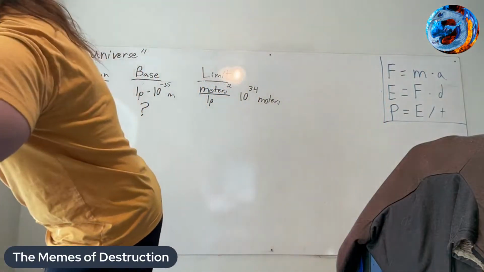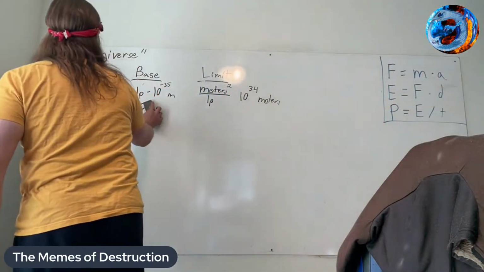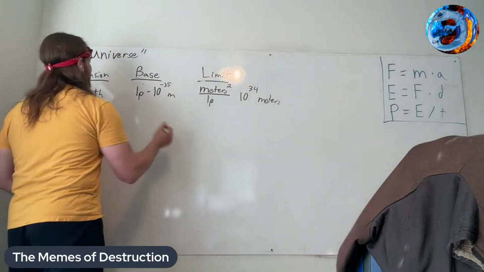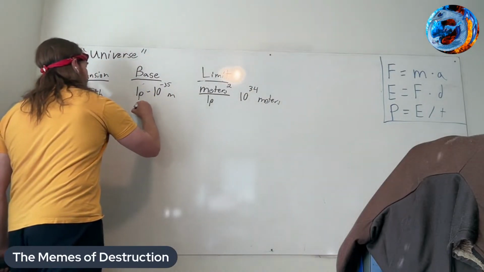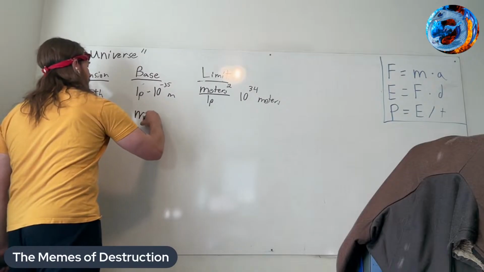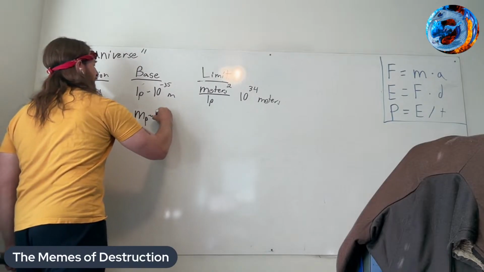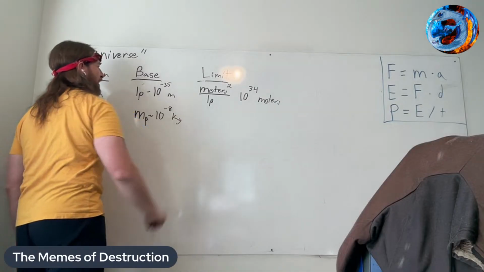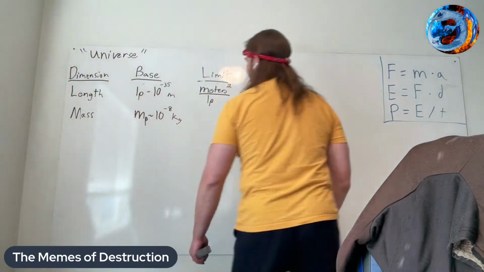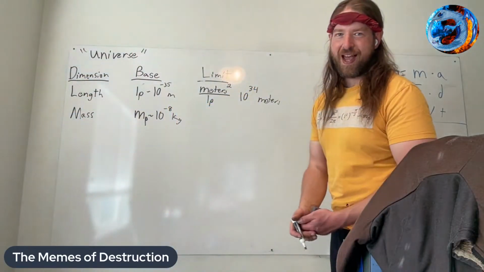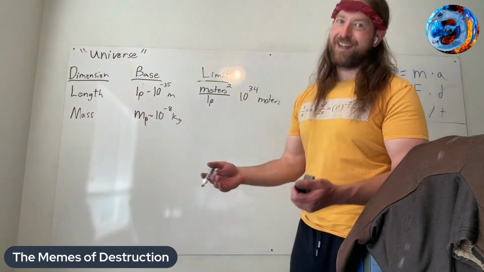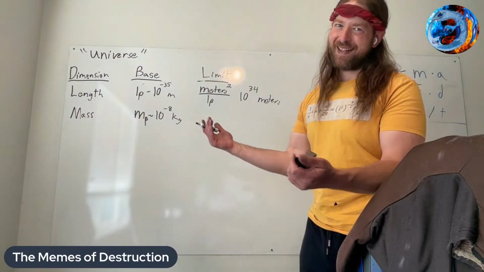All right. So now that we're doing it in bases, we can write it out like this. So base, let's do m sub p. m sub p is the Planck mass, and that's about 10 to the minus 8 kg. Okay. So how are we going to do that? Now, could we try inverting that? I did. We get about the mass of a supertanker.